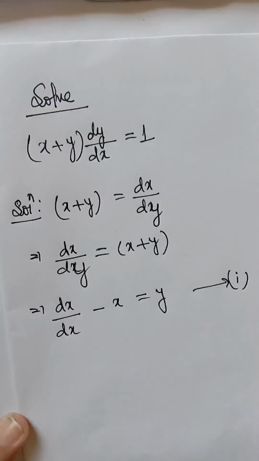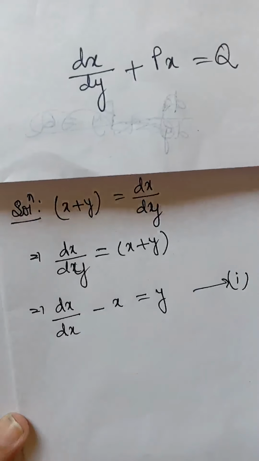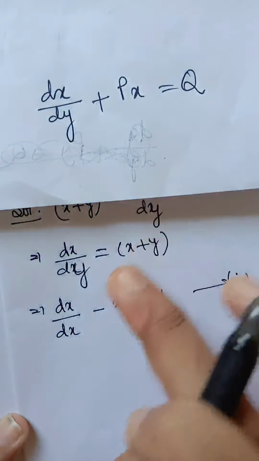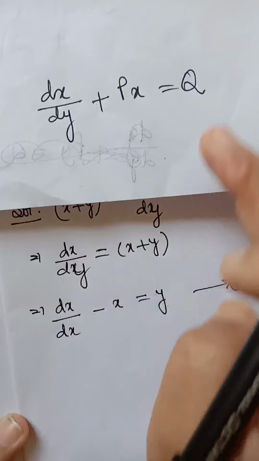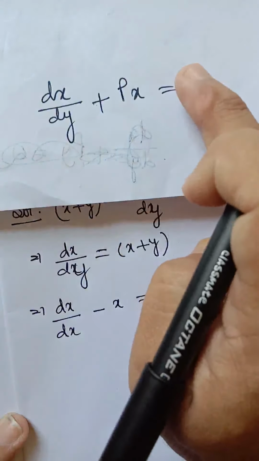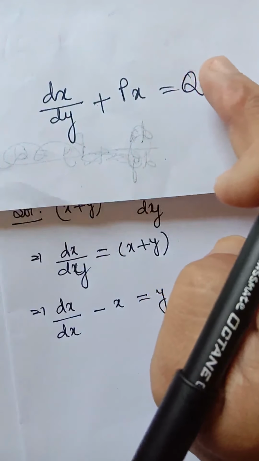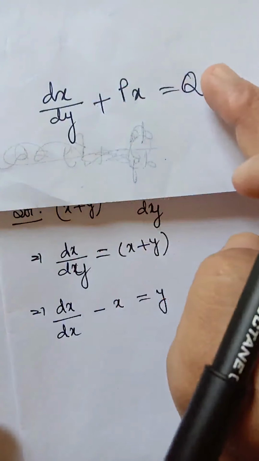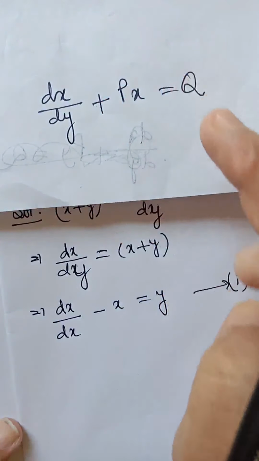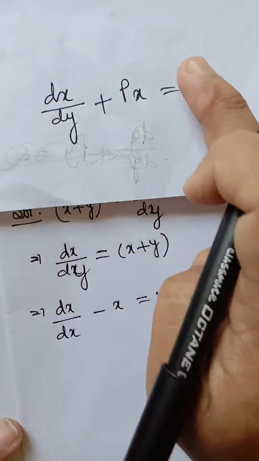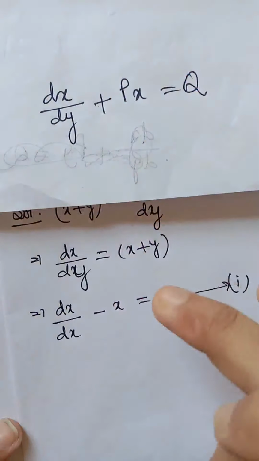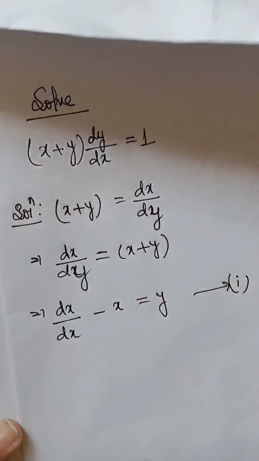Now clearly this is of the form dx dy plus px equal to q, where here p is the constant minus 1 and q is a function of y. In this form, p and q will be either constants or functions of y. You can see q is a function of y and p is constant here. So this is of the second form, dx dy plus px is equal to q.